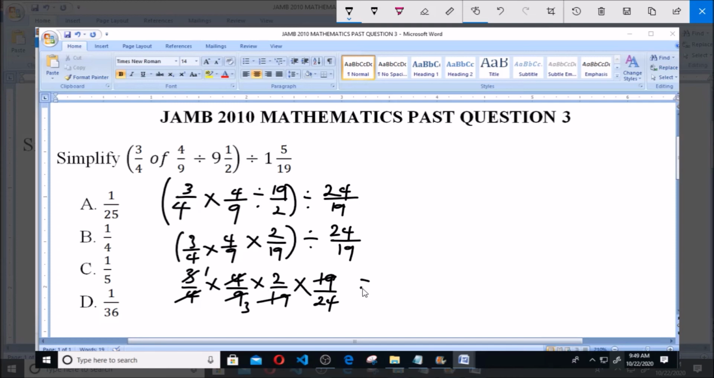So we have this equals to 2 over 3 multiplied by 24, and that is equal to 2 over 72. Now we can still reduce this to the lowest term, and that will be equal to 1 over 36. So this is the answer to this question, 1 over 36, and that is option D.